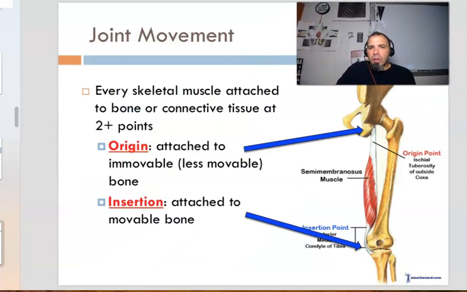And so we talk about the joint movements. Every skeletal muscle is attached to a bone or connective tissue at two or more points. And so the two terms that you really need to know here are the origin and the insertion.